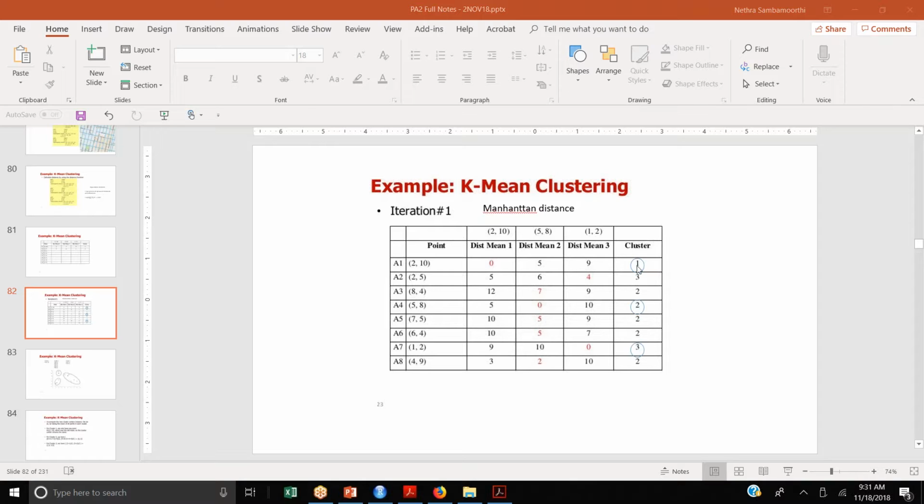And use the new centers to find a new distance matrix and then reassign these numbers. So, do it until the clusters don't change. And in this example, it won't change after the second time. So your second time will be the right answer. Are you with me? Yes, sir.